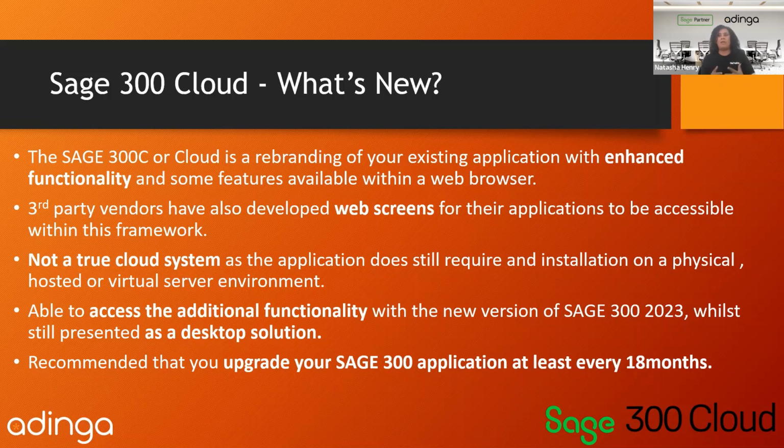The web screens have been around since 2016, 2017, and over the years, Sage has enhanced the functionality of these screens. And then third-party vendors have come on board to develop their classic desktop screens to be accessible within this web browser.